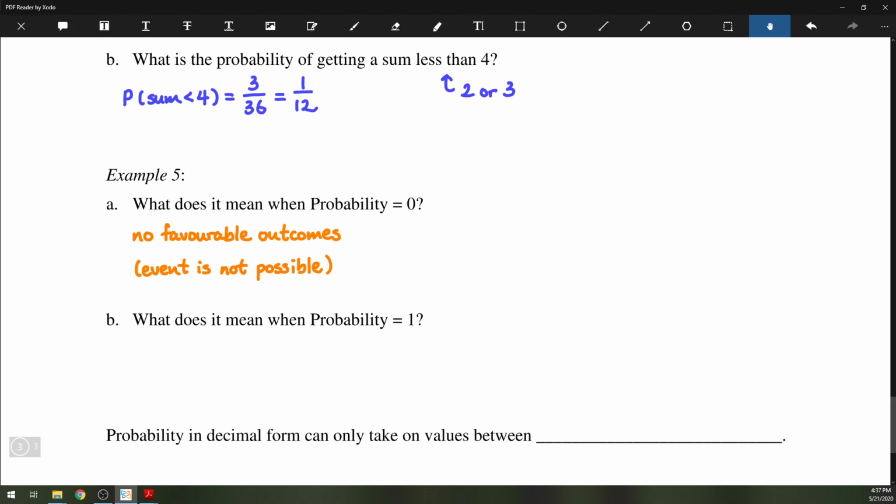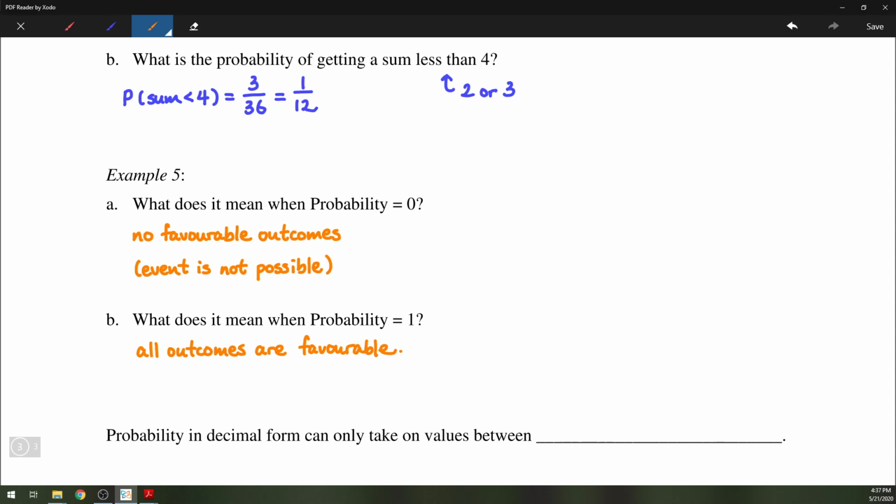What about what does it mean when the probability is 1? That means all outcomes are favorable. So as long as the experiment is conducted, any outcome satisfies the condition. So the event always occurs.